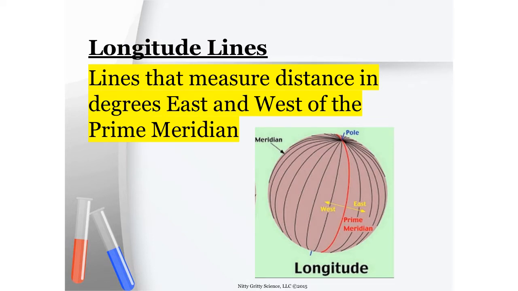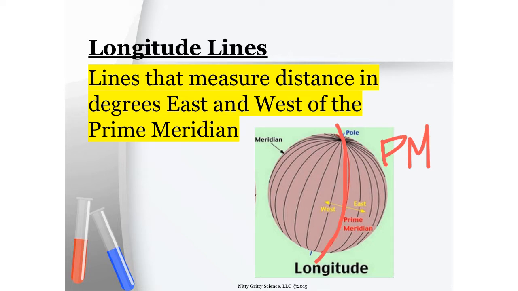Longitude lines are lines that measure distance in degrees east and west of the prime meridian. So just like for the latitude, make sure you copy that definition on your input page. And then I would trace this line right here. This one is a longitude line, and we would call it a reference line, just like the equator was a reference line for latitude. This is the prime meridian. So I'm going to label it PM for prime meridian, and you should do that on your input page as well.